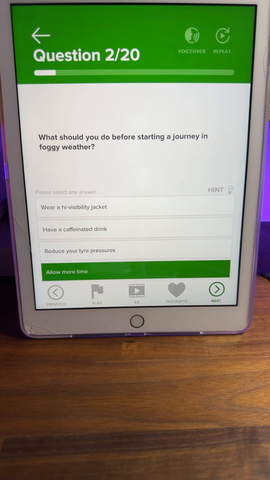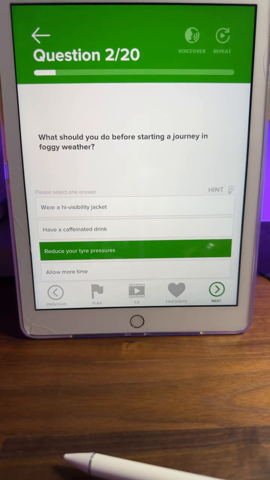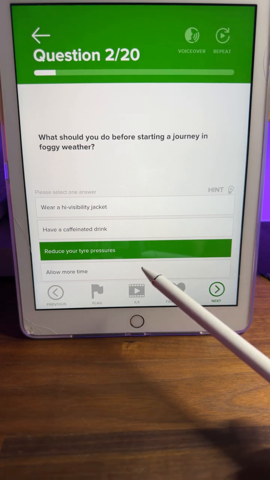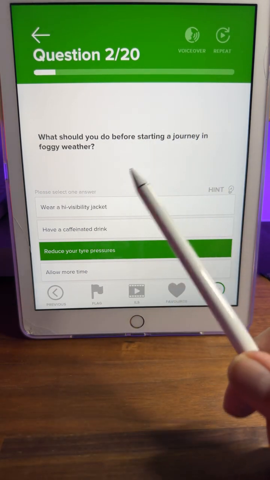Right, I can see lots of D's coming through. There's a few C's coming through there. Reduce your tire pressures. Okay, now why would you want to reduce your tire pressures? So all those that are saying C, why would you want to reduce your tire pressures? It's just foggy. Okay, now let's look at all the other options.